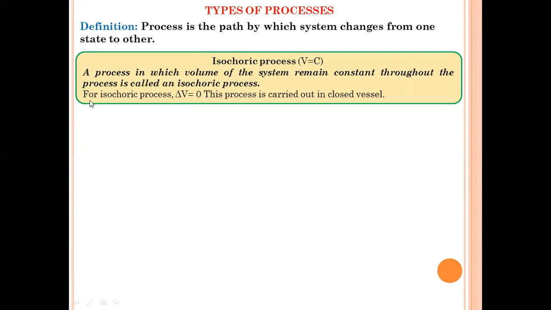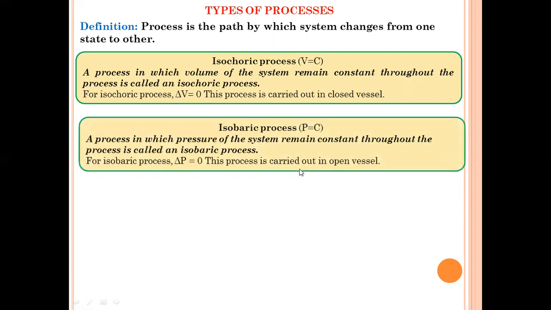That process is called the constant volume process. We can say that for the isochoric process, the change in volume during the process is equal to 0, and this process is carried out in a closed vessel. The second is the isobaric process. A process in which the pressure of the system remains constant is called an isobaric process. For the isobaric process, the change in pressure is equal to 0, and this process is carried out in an open vessel.